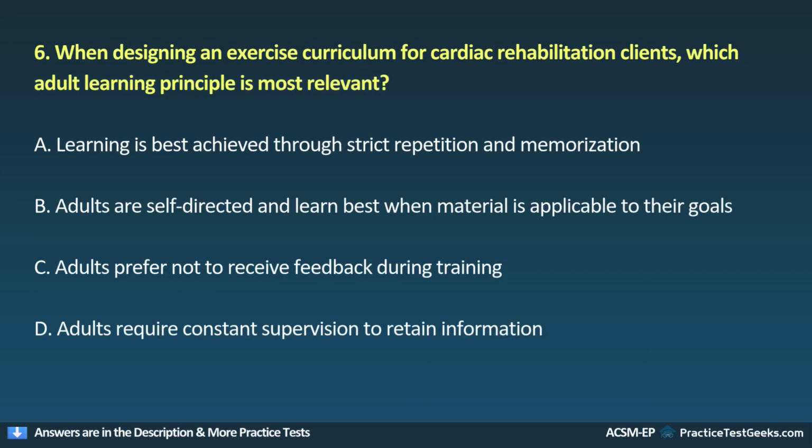6. When designing an exercise curriculum for cardiac rehabilitation clients, which adult learning principle is most relevant? A. Learning is best achieved through strict repetition and memorization. B. Adults are self-directed and learn best when material is applicable to their goals. C. Adults prefer not to receive feedback during training. D. Adults require constant supervision to retain information.